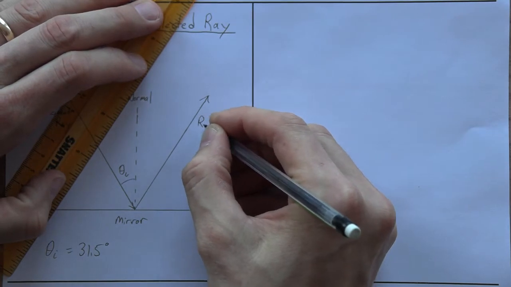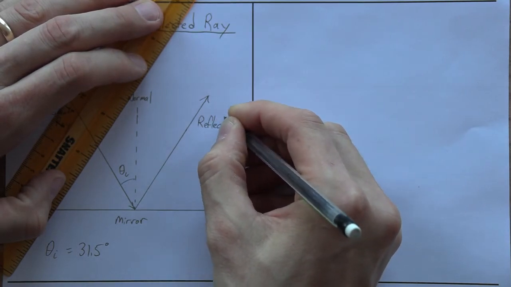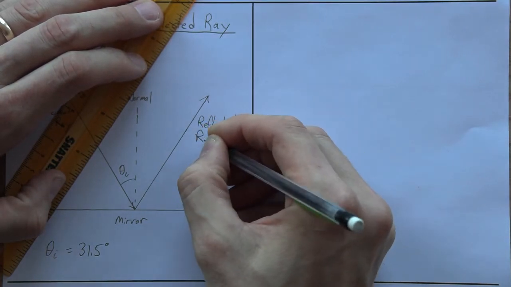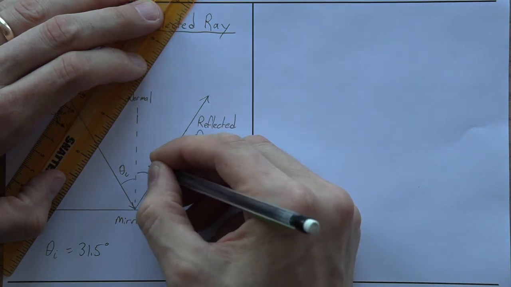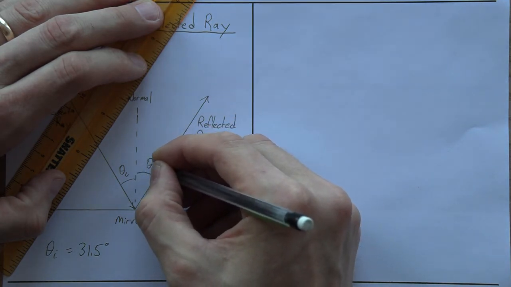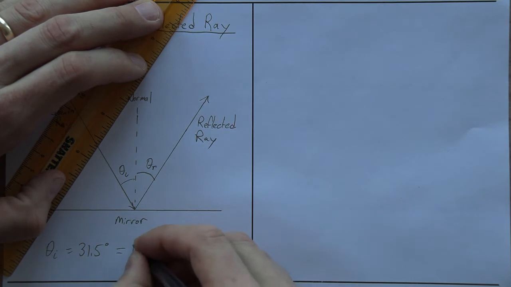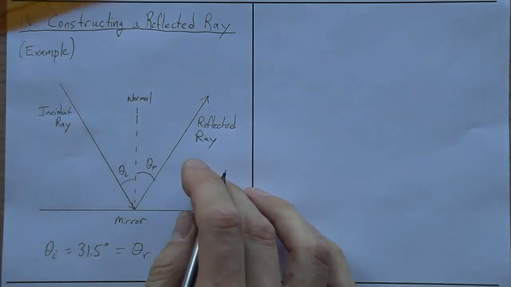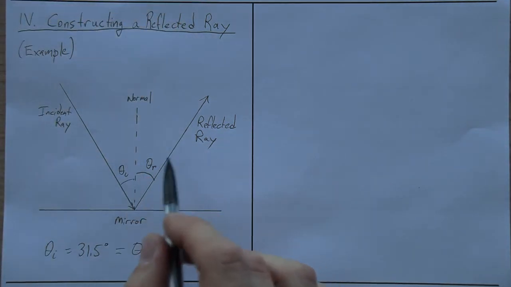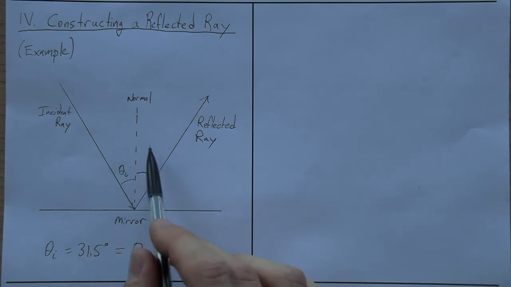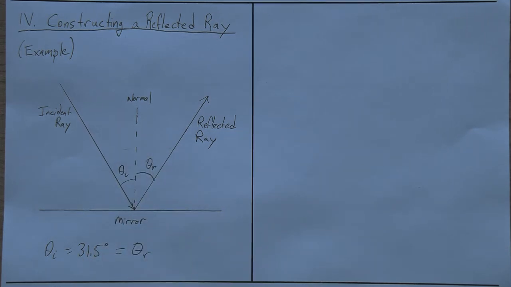And I'll label that reflected ray. Again, Regents likes these labels. And now maybe I'll do something like this, which equals to. So go ahead and make your reflected ray, whatever your angle was, make the same one. Go ahead and do that now.